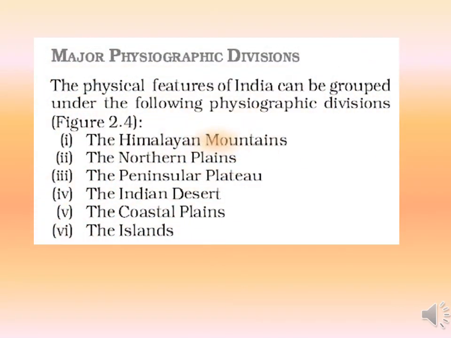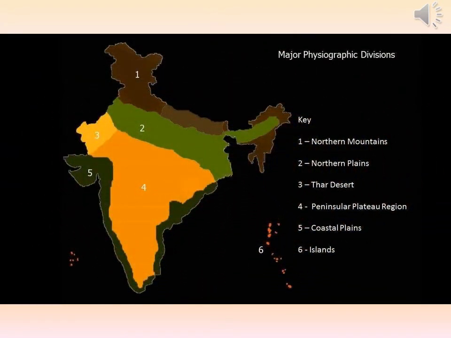Major physiographic divisions. The physical features of India can be grouped under the following physiographic divisions. First, Himalayan mountains. Second, Northern plains. Third, peninsular plateau. Fourth, the Indian deserts. Fifth, the coastal plains. And sixth, the islands. Here we'll come to know about the different types of physical features of India according to the number.